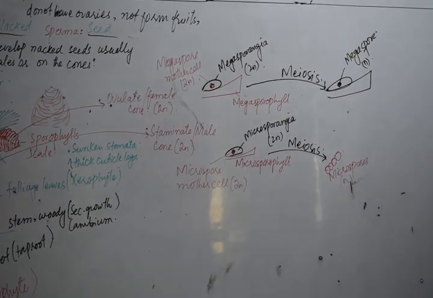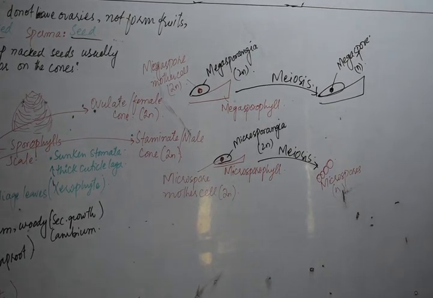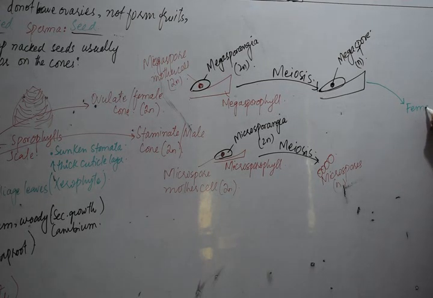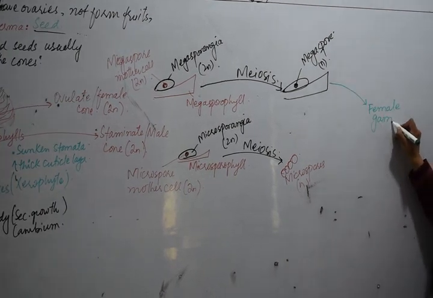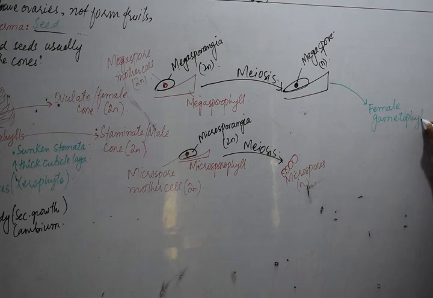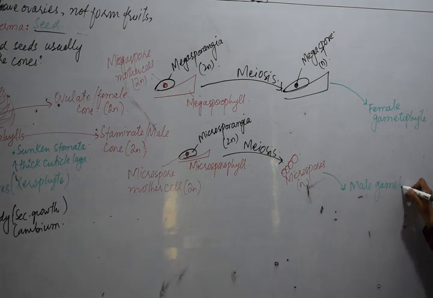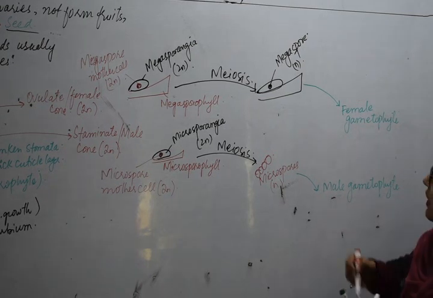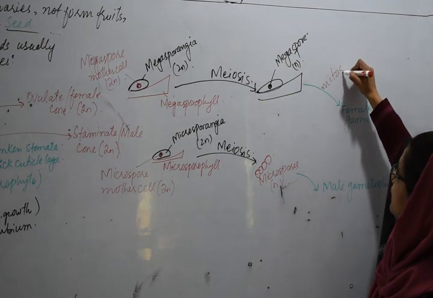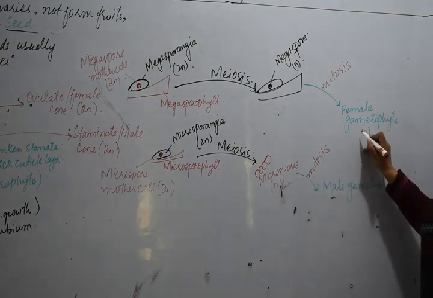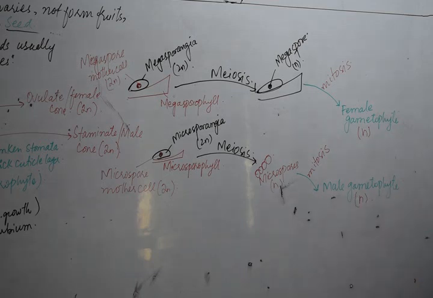Then they both undergo germination and form the pollen tube and the embryo sac or the archegonia. So this will develop into the female gametophyte, and this will develop into the male gametophyte. Now the female gametophyte will be formed by mitosis, as well as the male gametophyte will also be formed by mitosis. It means that the female gametophyte will be haploid as well as the male gametophyte.